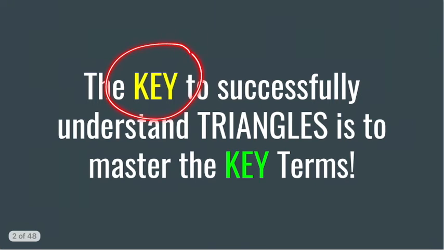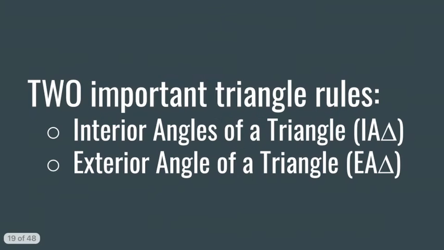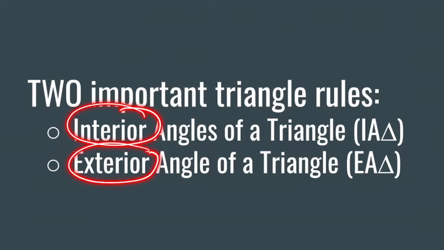Okay, the key to successfully understanding triangles is to master the key terms. Let's look at two important triangle rules. The first is interior angles of a triangle and exterior angles of a triangle. We have heard the words interior and exterior when we talked about transversal angles. So let's take a moment to see if you remember what interior and exterior mean.